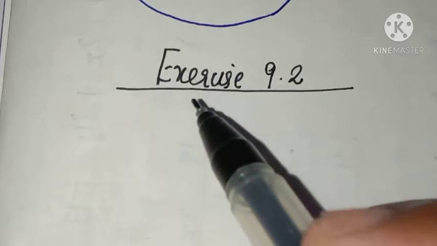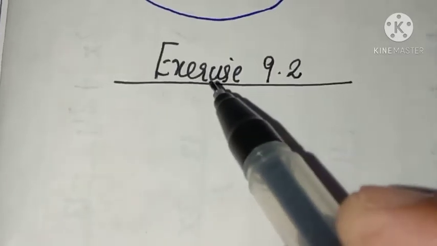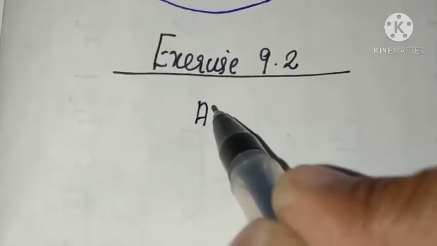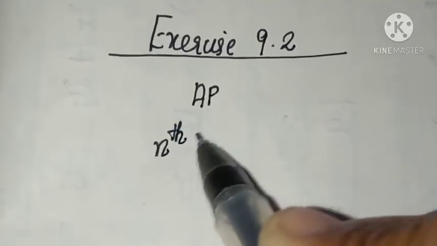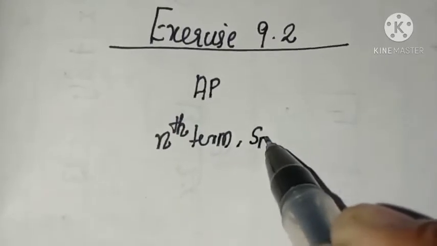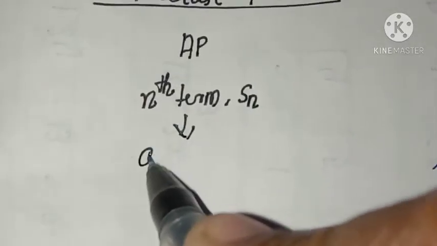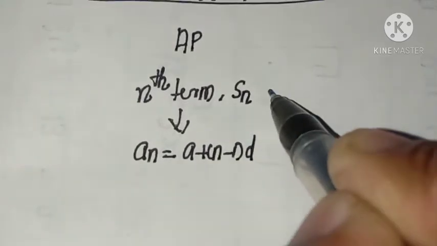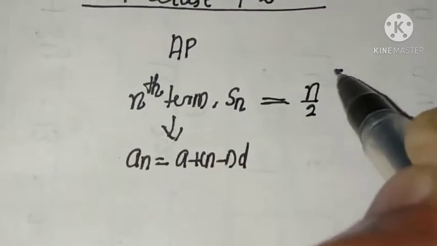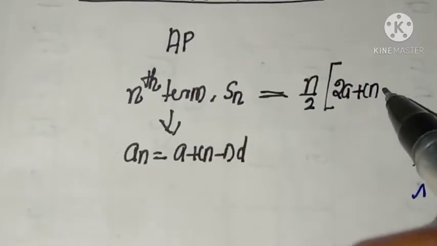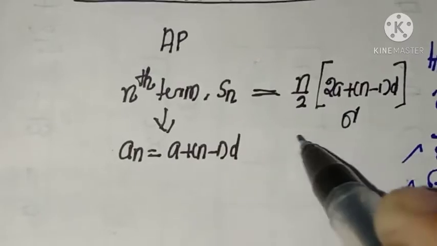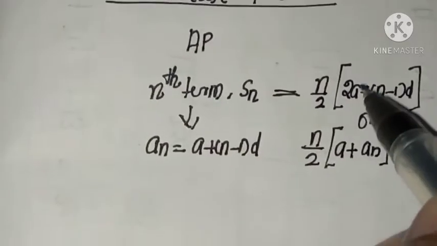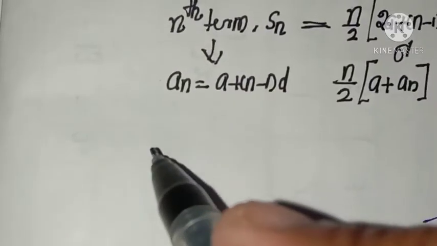In this session, we are going to discuss some problems on exercise 9.2. We have already seen what an arithmetic progression is, and how to find its nth term as well as the sum to n terms, that is Sn. The nth term an is obtained by a plus n minus 1 into d, and the sum to n terms is obtained by n by 2 into 2a plus n minus 1 into d, or n by 2 into first term plus last term. Using this result, let's see some problems.